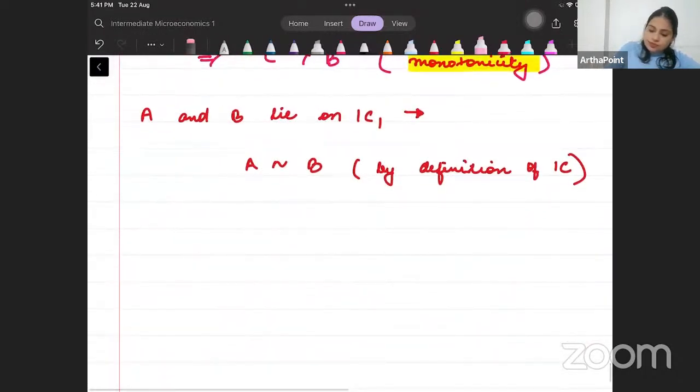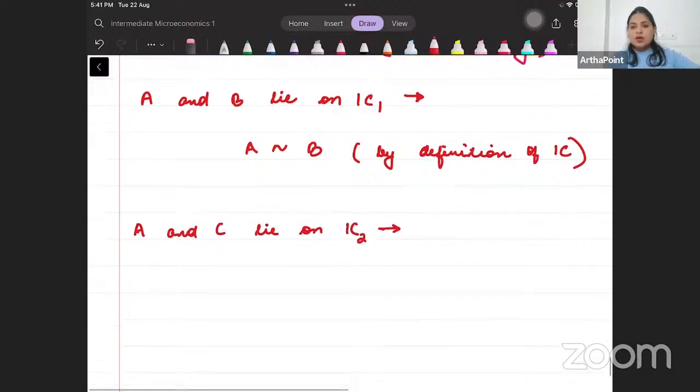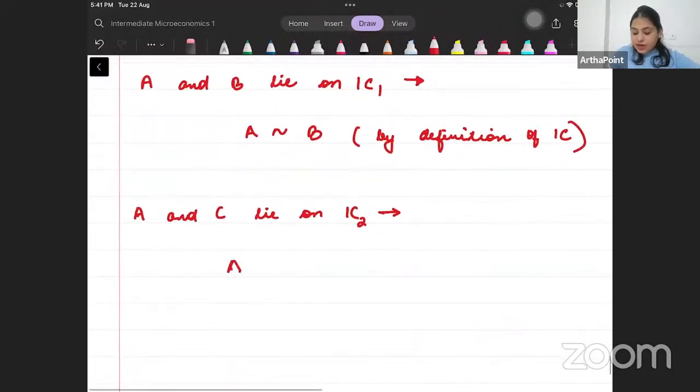So A and C lie on IC2. So this again means that I should be indifferent between A and C. This is again, beta, by definition of IC.